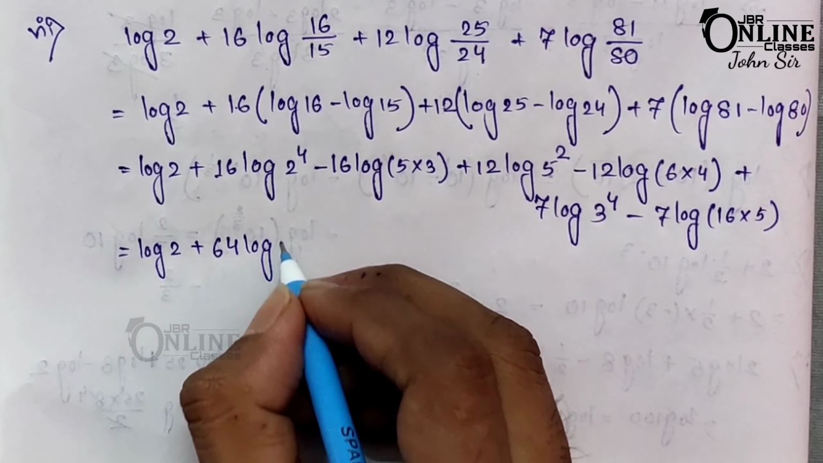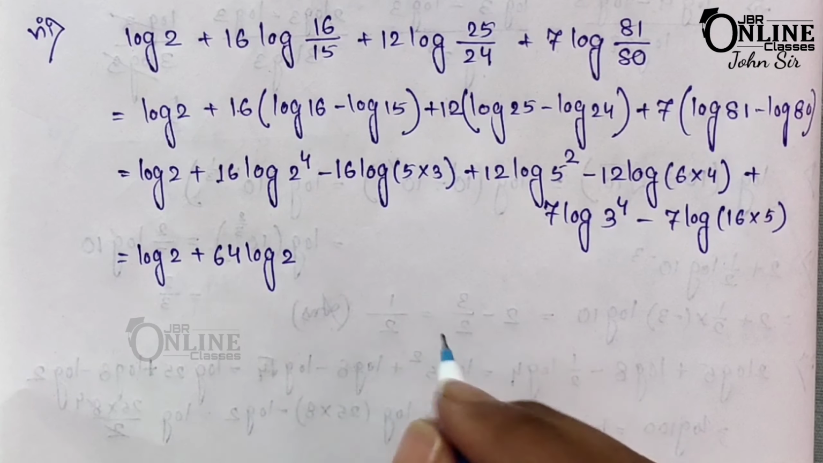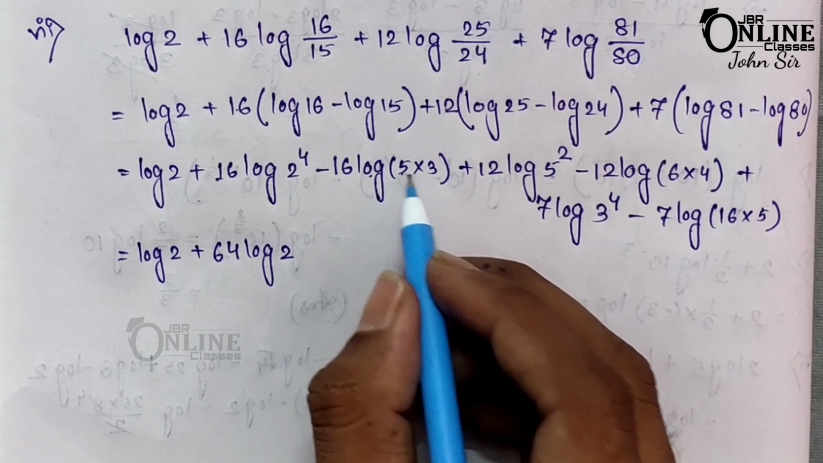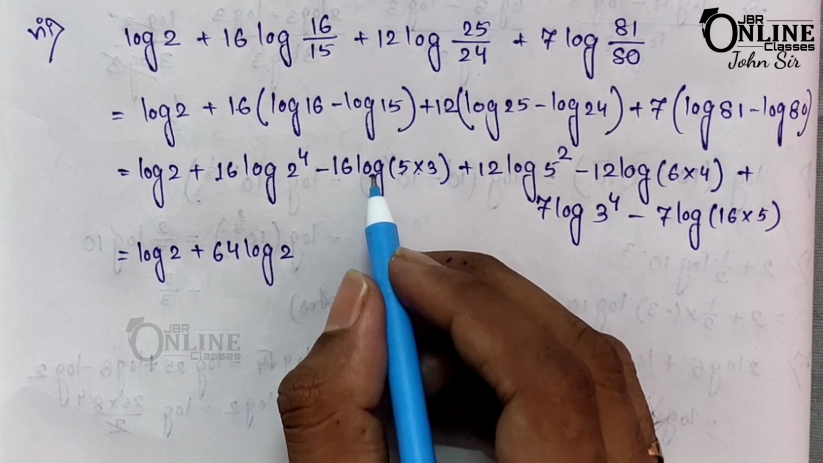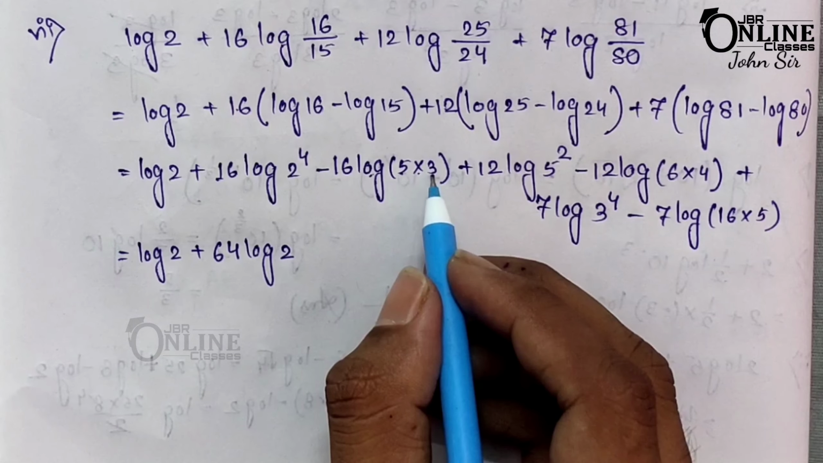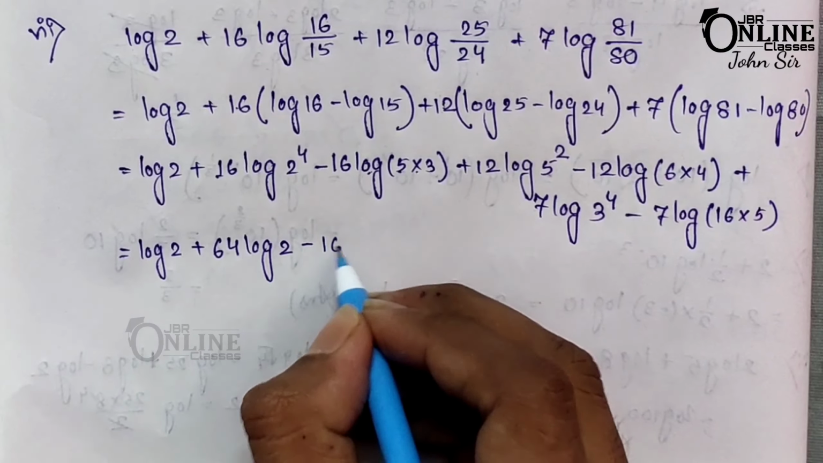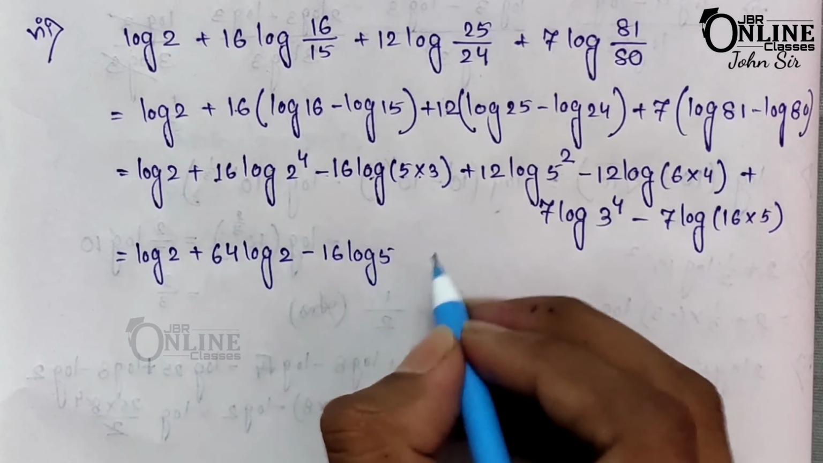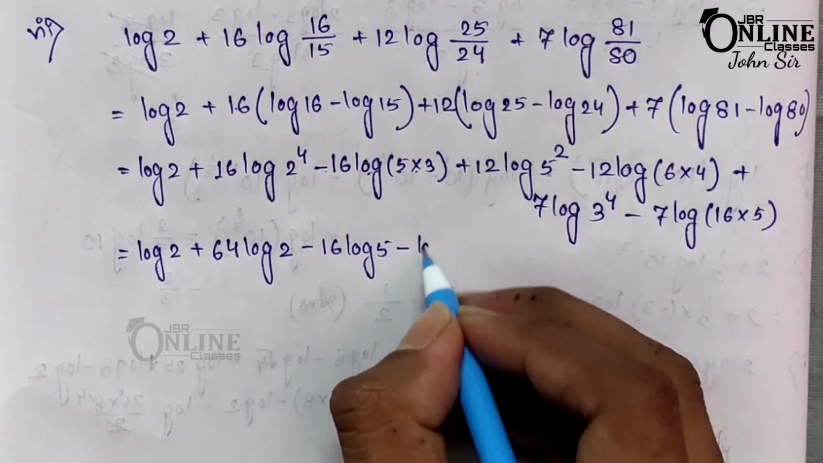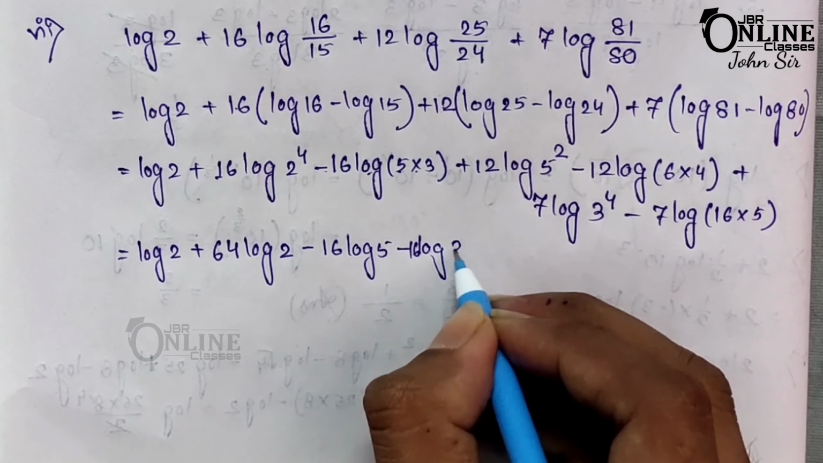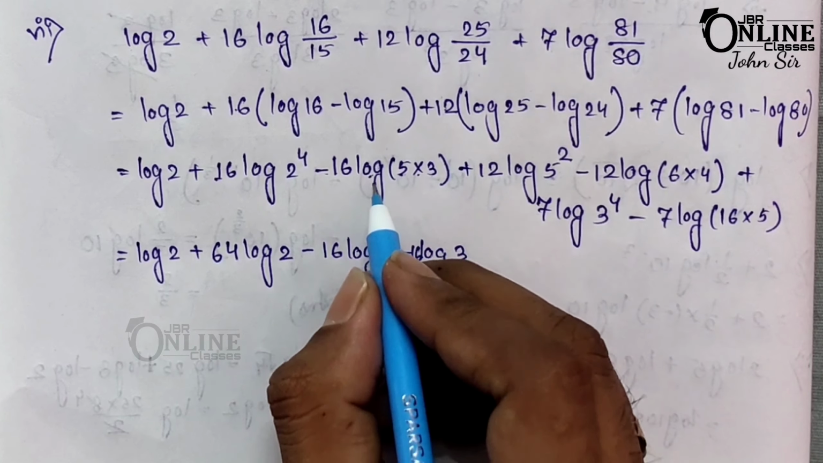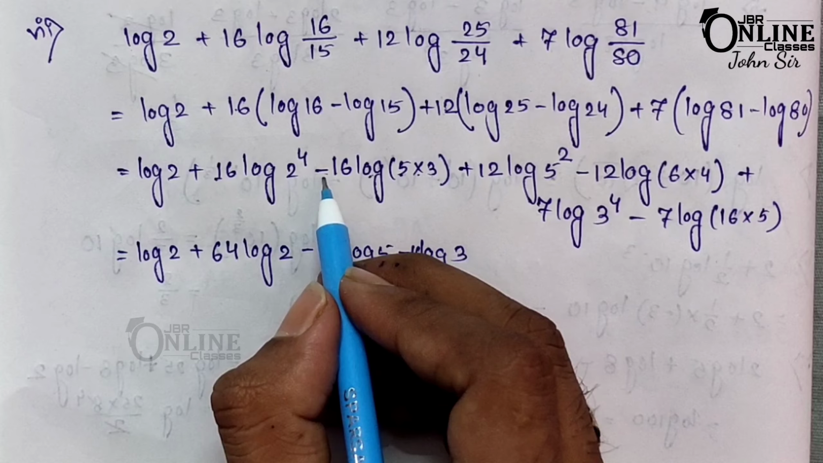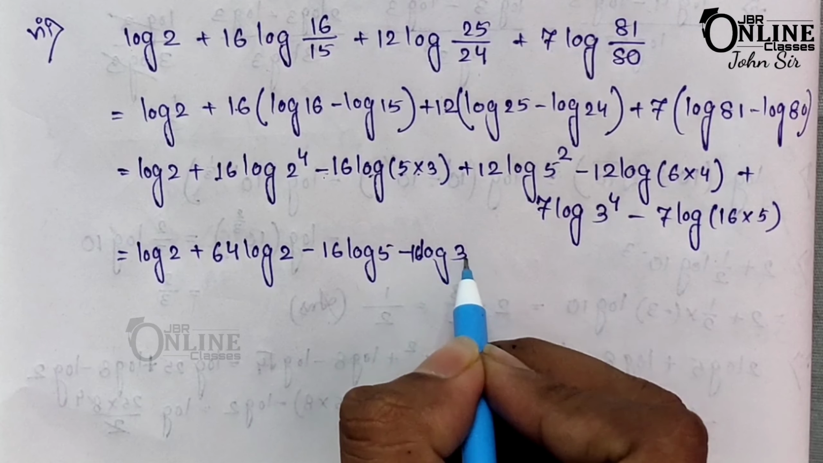After that, as here log 5 into 3, that means log a into b. What is the formula? It's log a plus log b. And as here minus 16, so first one will be 16 log 5, and as here minus, plus will be changed into negative, so it will be 16 log 3. The formula log a into b means log a plus log b, but as here minus, so 16 log 5 minus 16 log 3.